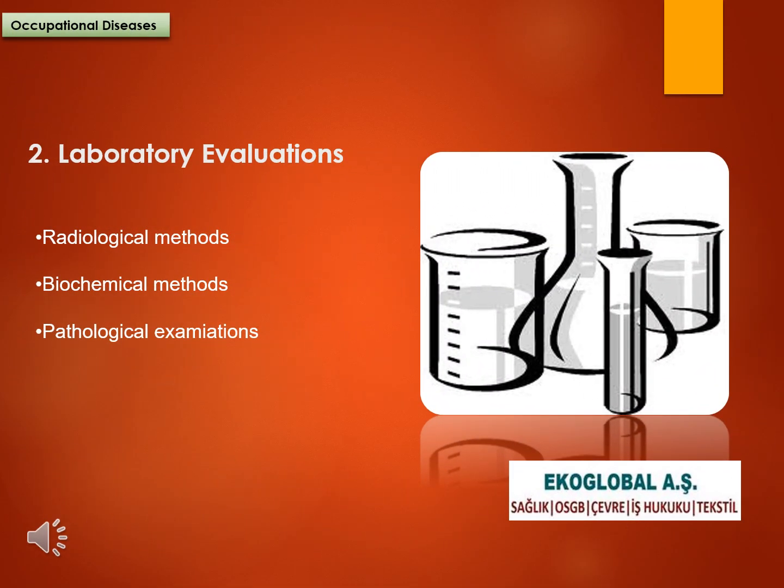Laboratory evaluation involves the use of radiological imaging techniques, biochemical analyses, and pathological examinations to confirm the presence, extent, and nature of the suspected occupational disease. These methods provide objective evidence to support clinical findings.